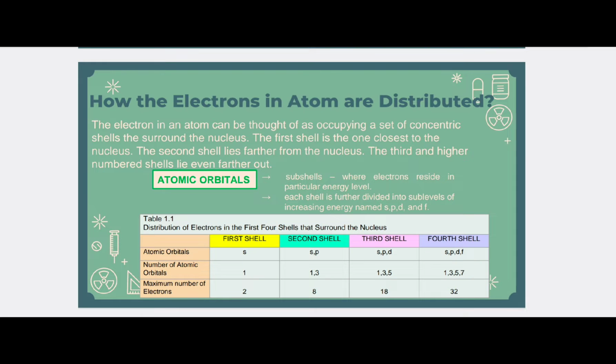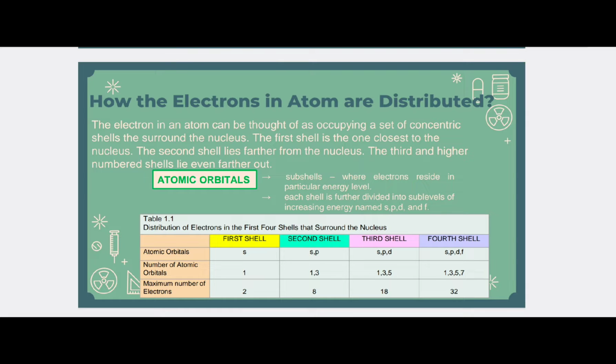How the electrons in an atom are distributed. The electrons in an atom can be thought of as occupying a set of concentric shells that surround the nucleus. The first shell is the one closest to the nucleus. The second shell lies farther from the nucleus. The third and higher numbered shells lie even farther out. Subshells are where electrons reside in particular energy levels.